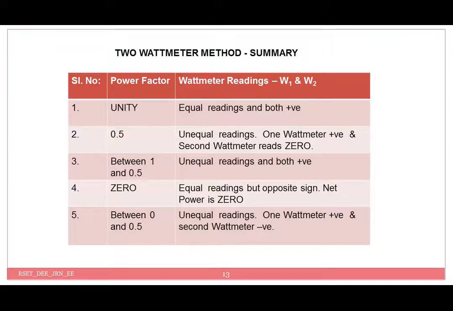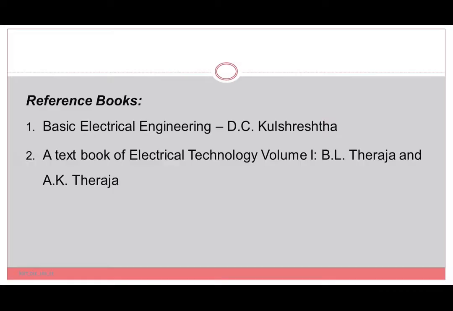Now the last case, between 0 and 0.5. You will have unequal readings with one wattmeter showing a positive value and the second wattmeter showing a negative value. So this is a summary of the two wattmeter method.